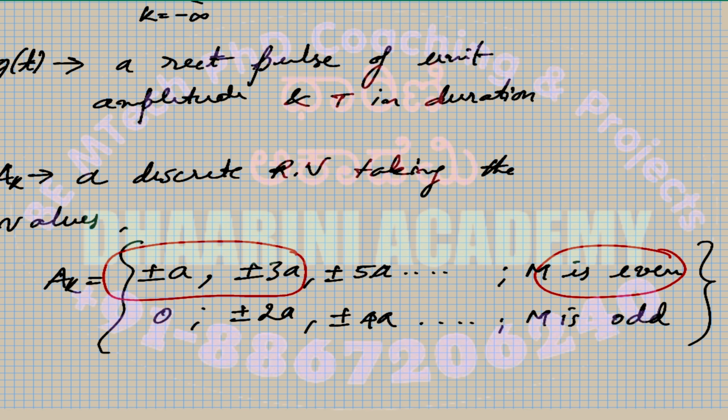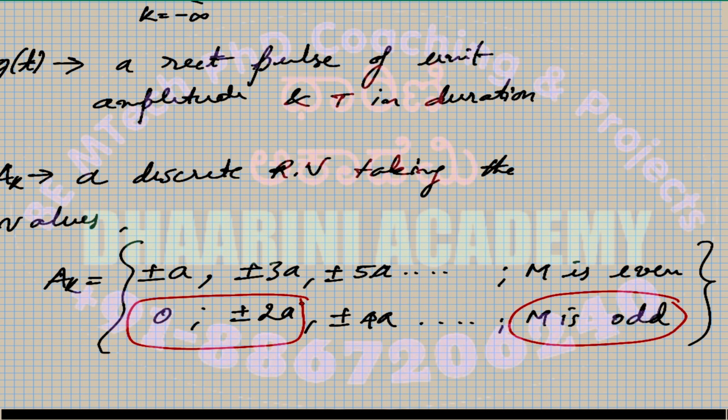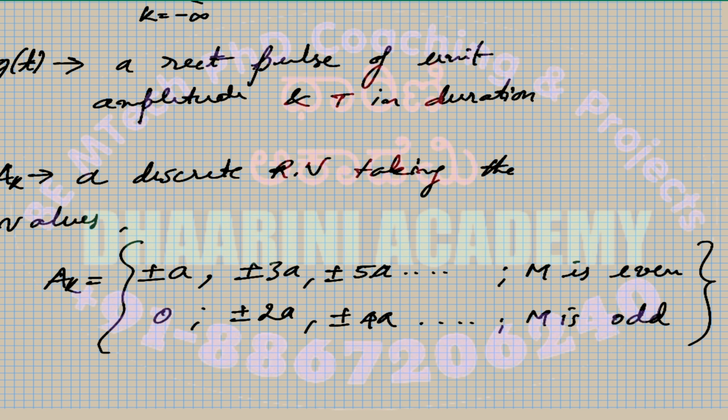Right? At the same time, if M is odd, in the sense, let's say M is 3. When M is 3, I should use only 3 levels. What are the 3 levels you are going to use? 0, plus 2A, and minus 2A. So you see, this is how you identify which levels I should use. Let's go for a quick example.